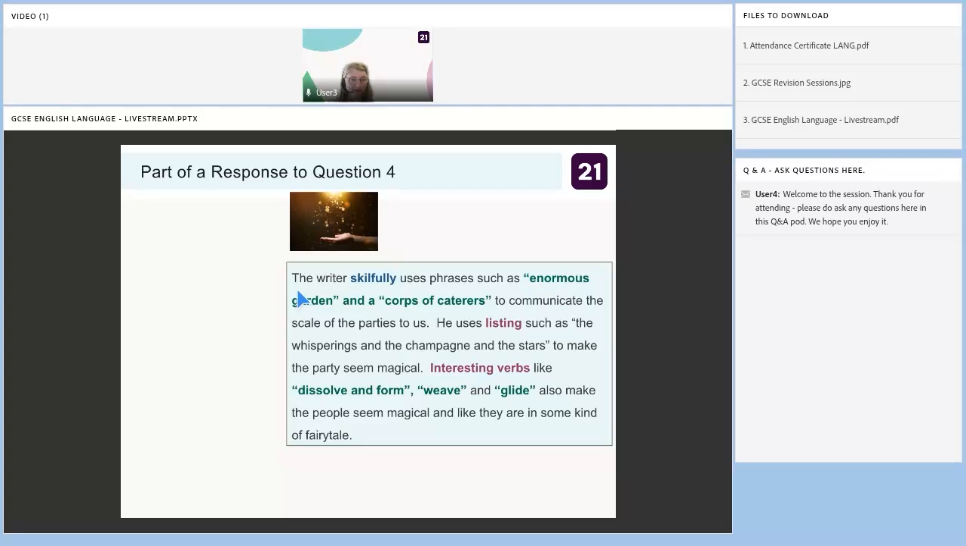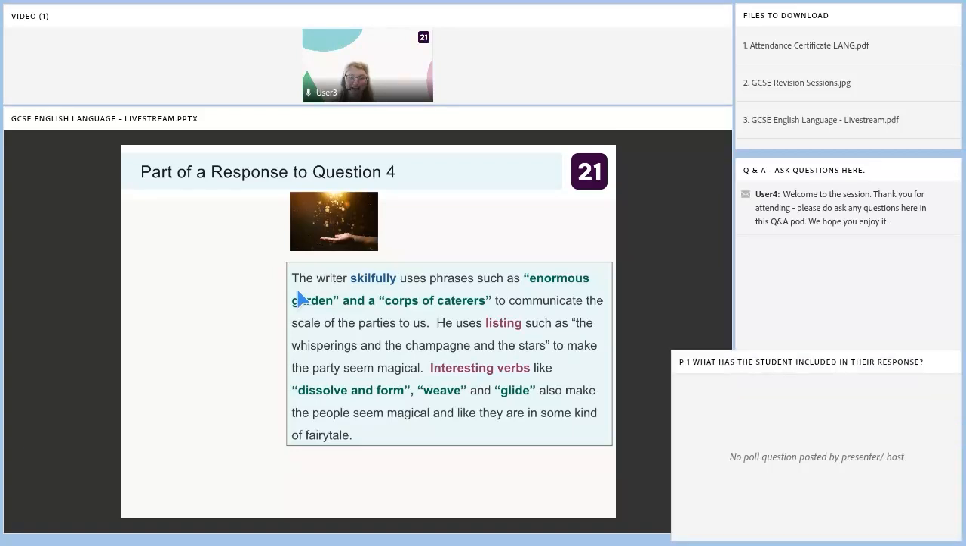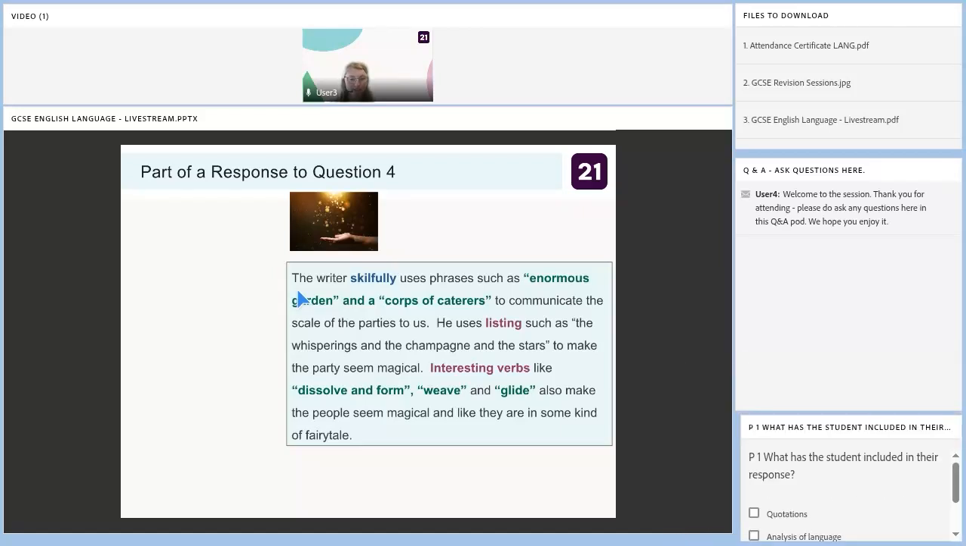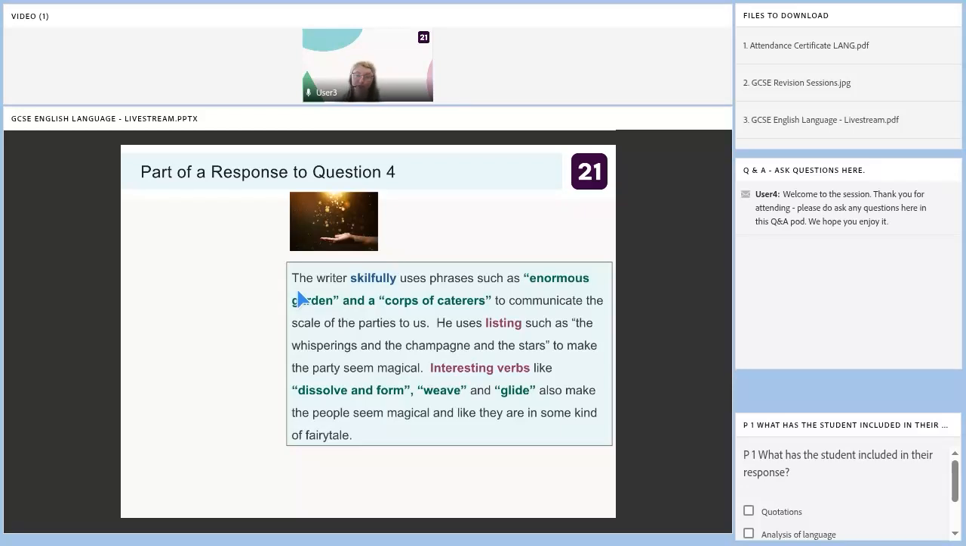I have for you a response that we're going to have a little look at, and I am going to put a poll up for this one as well. Obviously, we're going quite fast because we only have a 45-minute session today, but I would encourage you to download the resource and you can have this as something helpful for your own revision.